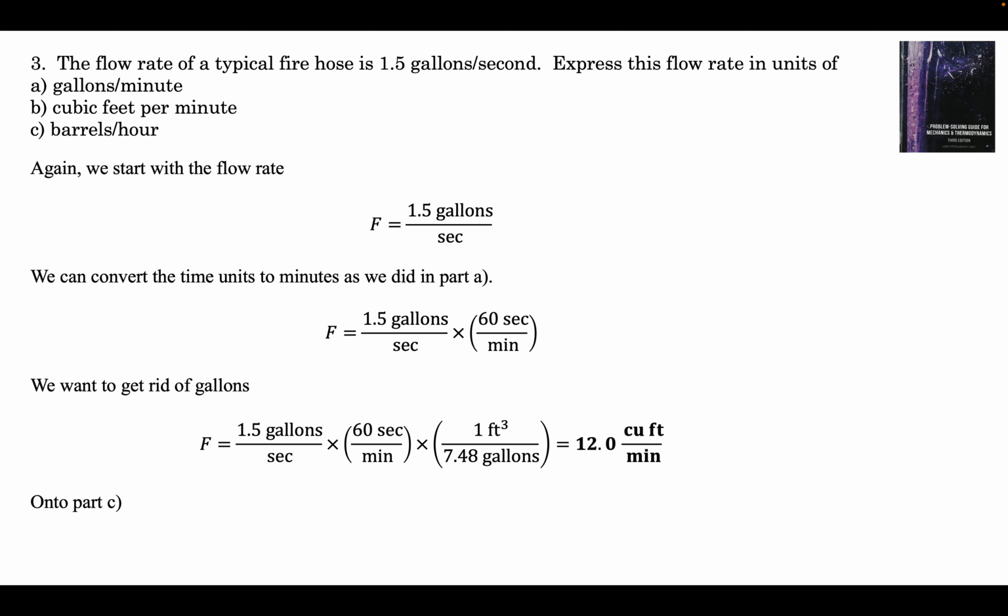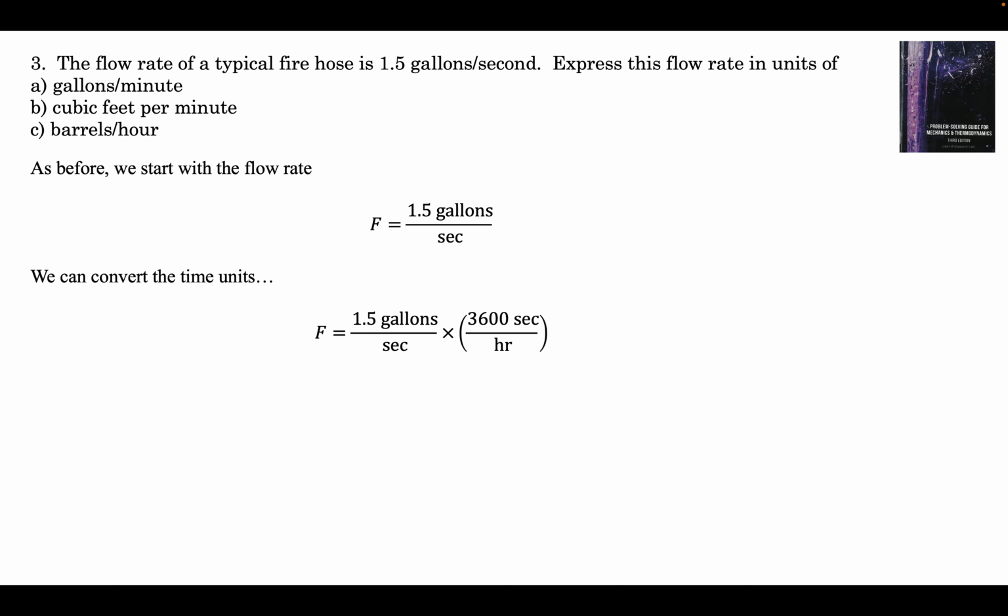So we have to go the time unit from seconds to hours and the volume unit from gallons to barrels. So we start with the flow rate like we always do, and then we keep multiplying by 1 until we get the result we want. So the time unit, let's do it all at once. There's 3,600 seconds in an hour. The seconds cancel, so now I have gallons per hour.